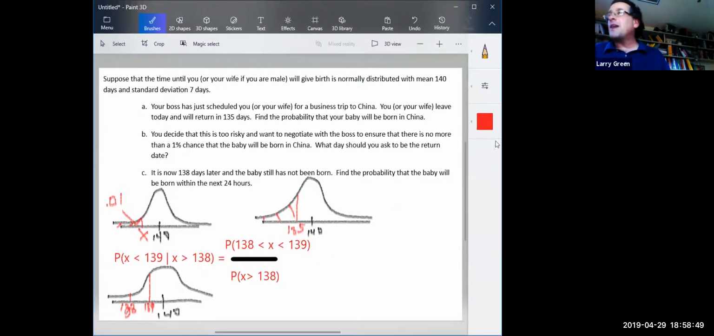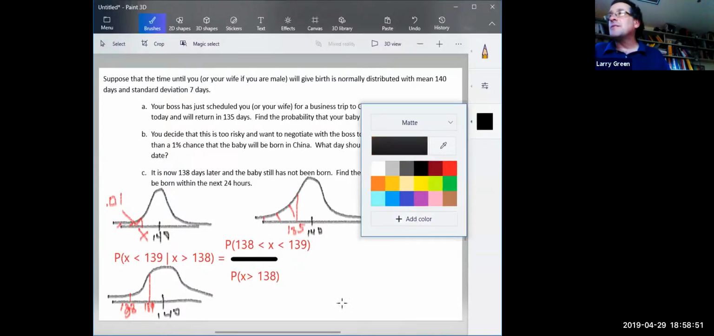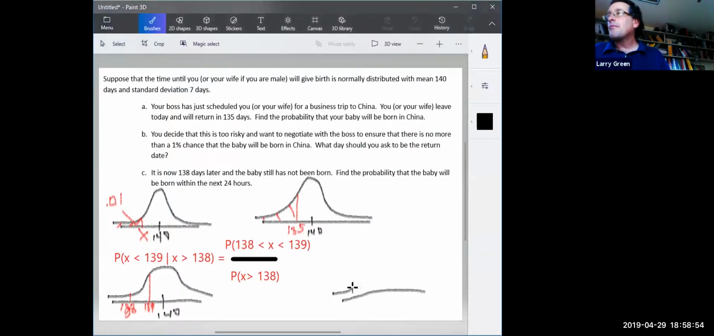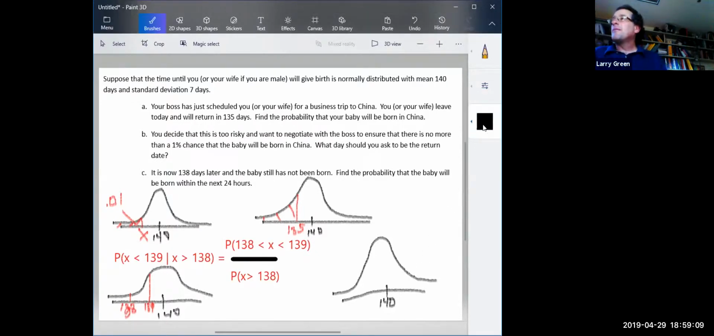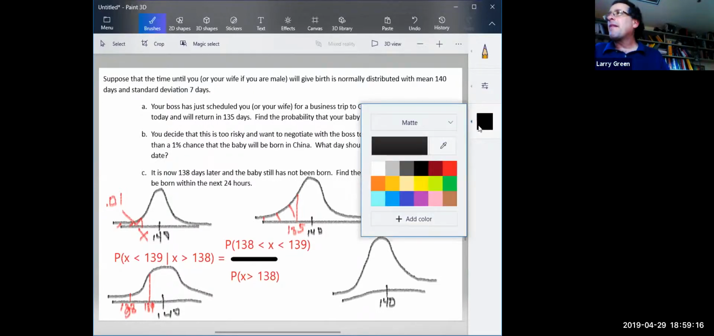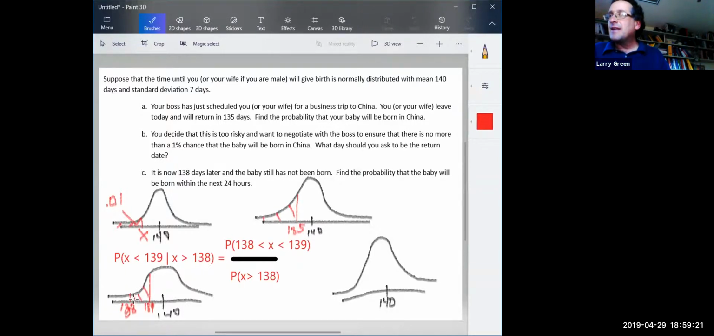Okay, whereas the denominator, I would draw that picture too. There's your 140. And again, these pictures aren't going to be perfectly the same because I'm not a good artist, but hopefully you can live with it because I'm not going to get better at art. Sorry. Okay, and then the denominator is greater than 138. I forgot to shade this guy in. So I'm going to go to 138.